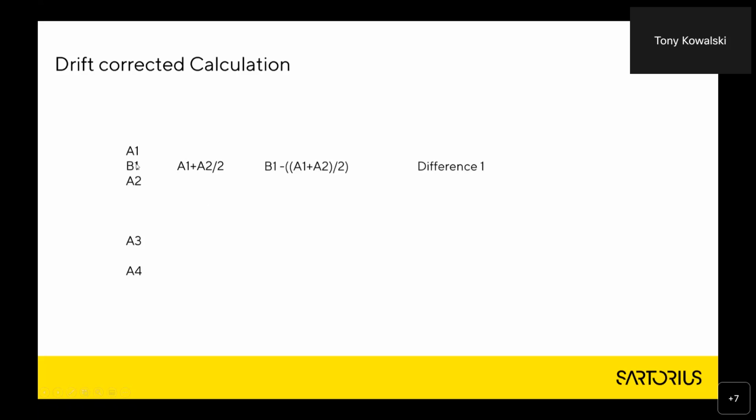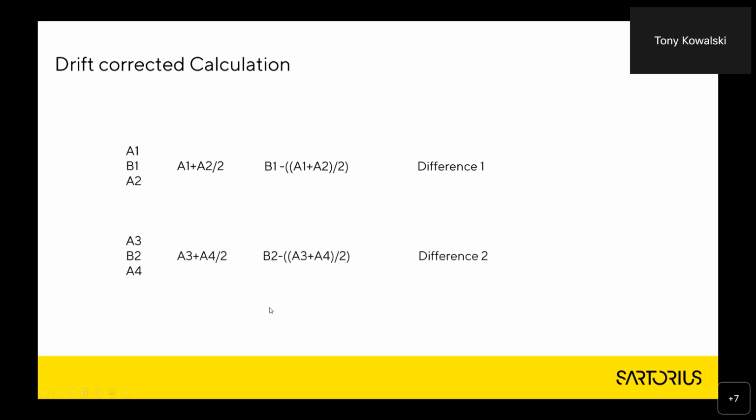Then what we do is we subtract the half value of A1 plus A2 from B1, and we get our first difference. So we add the reference first measurement to the second measurement divided by 2, and we subtract that from B1, and that gives us the difference in value between the weight we're testing and our reference weight.